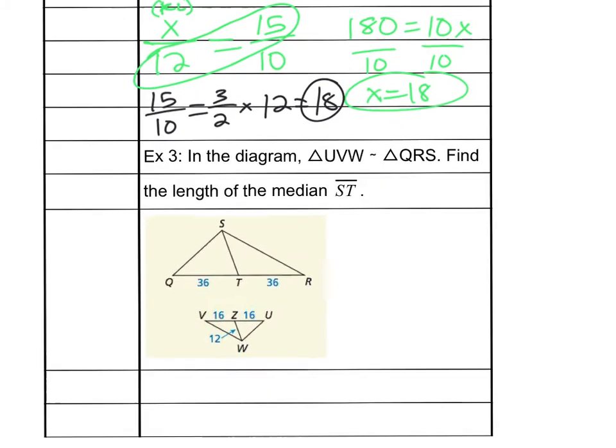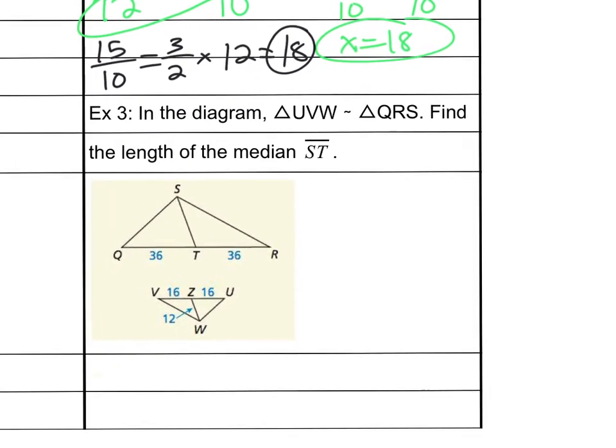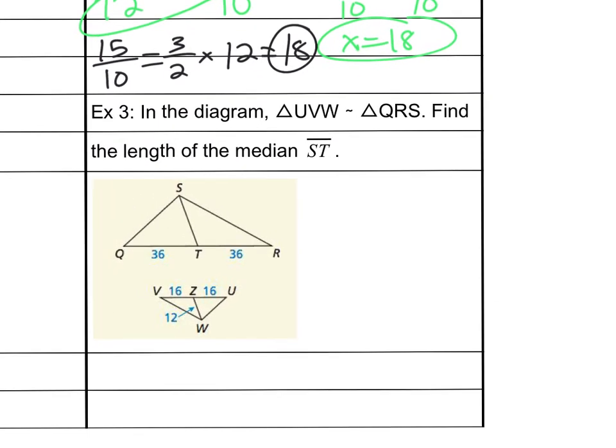Okay. And then this one says, in the diagram, UVW is congruent to QRS. Find the length of the median of ST. So if you look, these two triangles, the one on the bottom is flipped vertically. So these sides are actually, I'll go ahead and highlight them. So this side is similar to this side.